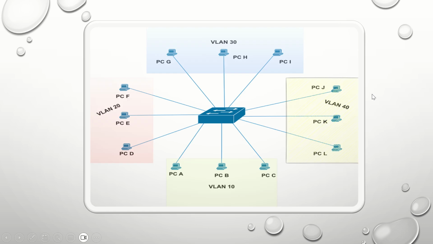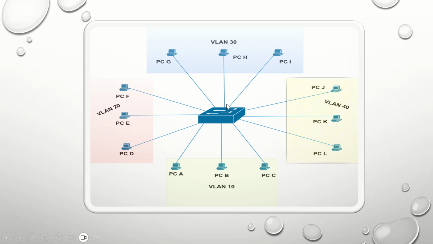So if you take this switch, here we have configured 4 VLANs: VLAN 10, VLAN 20, VLAN 30, VLAN 40. In this case, PC A cannot communicate with any of the other PCs which are on the other VLANs. But PC A can communicate with these 2 PCs because they belong to the same VLAN, which is VLAN 10. Similarly, PC J will communicate within these PCs but cannot with the PCs on the other VLANs. That is applicable to all the other VLAN PCs as well.